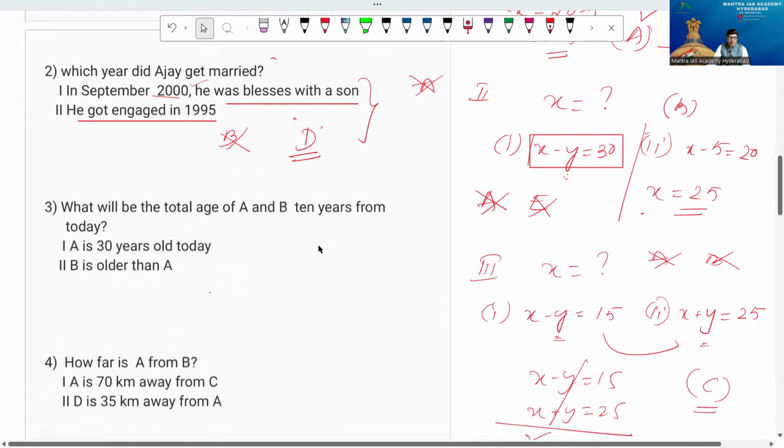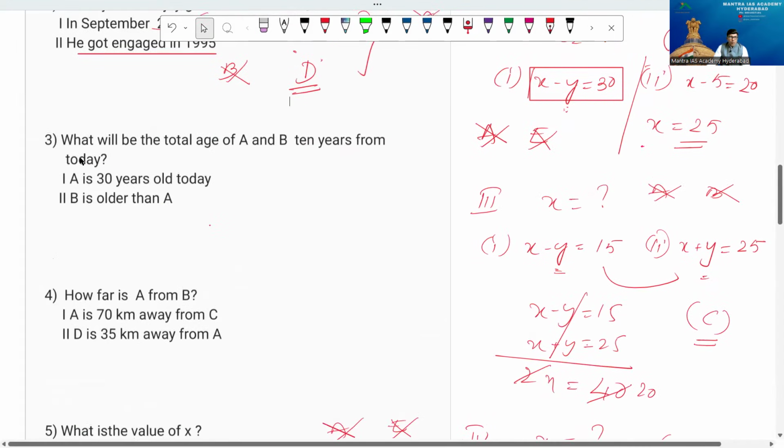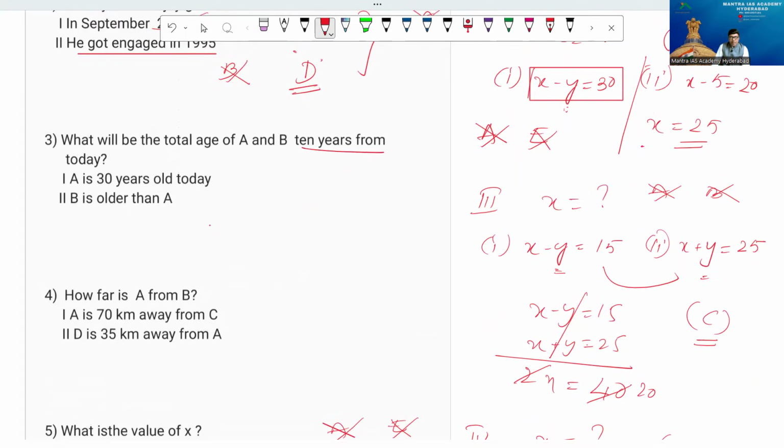Then the third question is also very important. Please observe here. What will be the total age of A and B 10 years from today? Example, today A and B's total age is 20 years. After 10 years means what? We have to say 30 years. That is the answer, please. That means today we have to know the total age of A and B mandatorily.